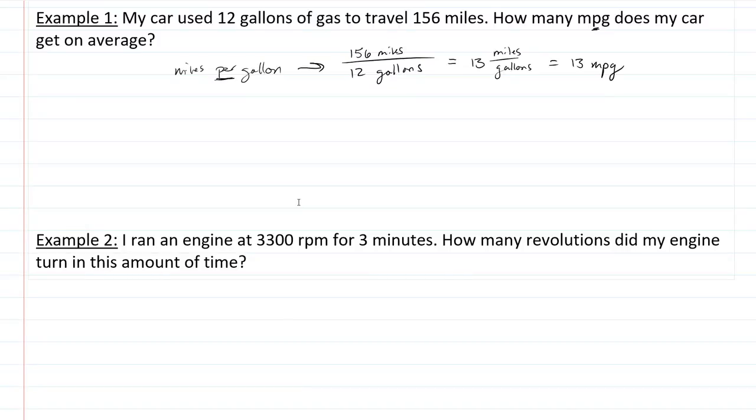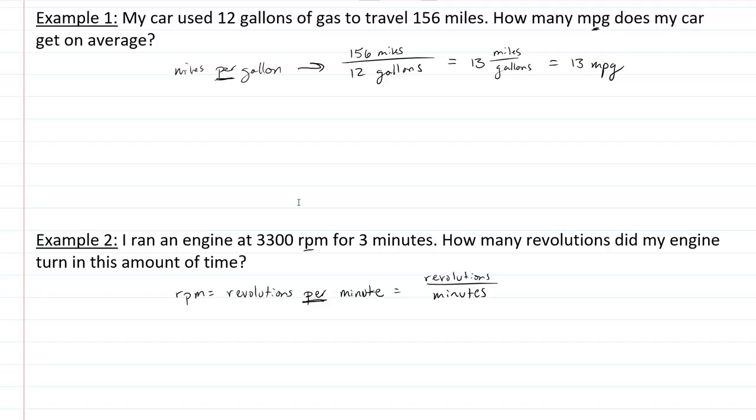I ran an engine at 3,300 RPM for 3 minutes. How many revolutions did my engine turn in this amount of time? So this is a different kind of problem. So what does RPM stand for? RPM equals revolutions per minute. So the per makes it very clear that this is revolutions over minutes.